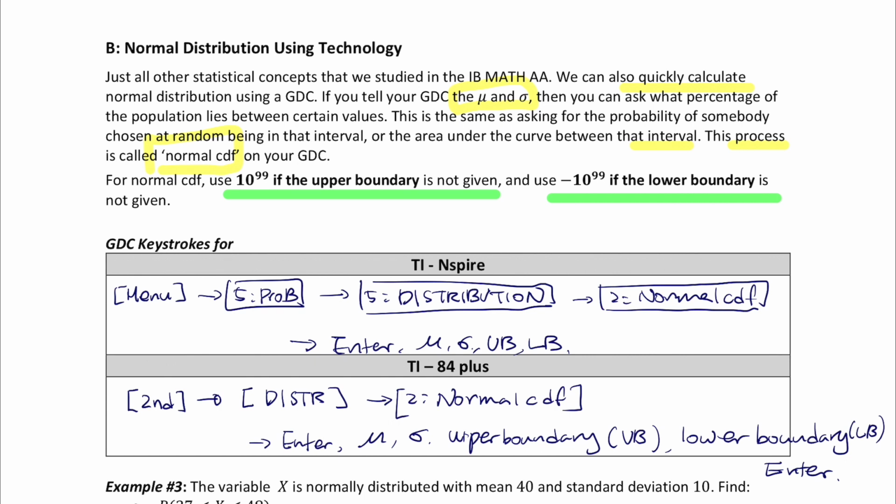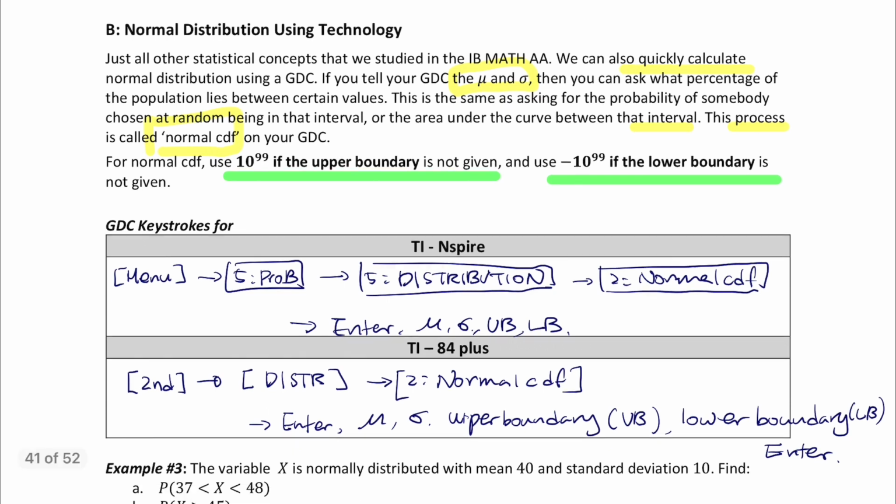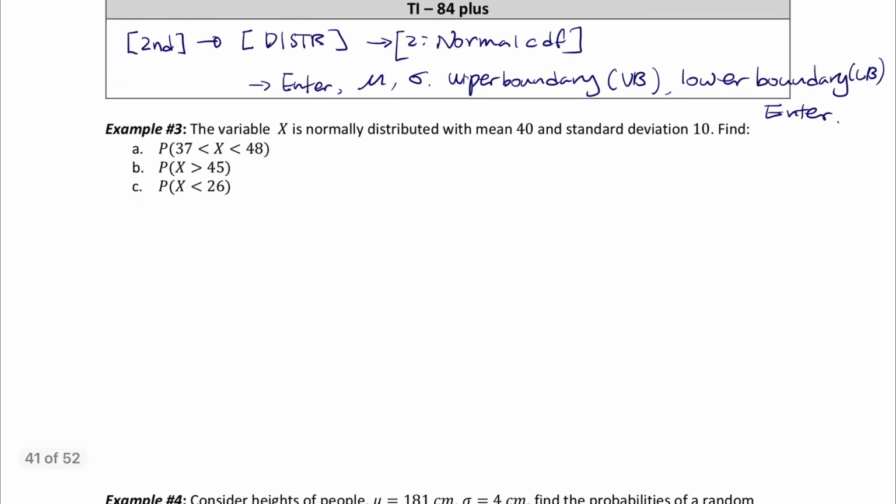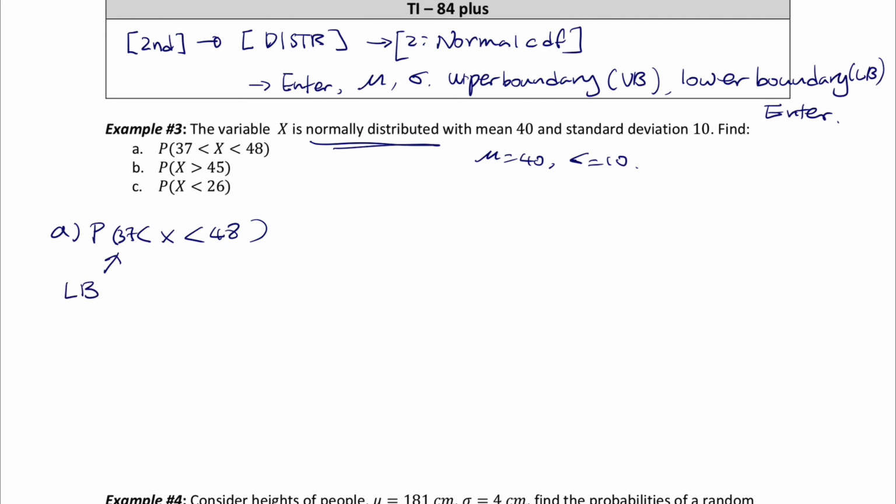Then let's try to use these keystrokes with actual questions. If you look at number 3, we have the variable x which is normally distributed with mean 40 and standard deviation 10. So this is a normal distribution, and the mean value is 40 and the standard deviation is 10. Then for question A, we have to calculate the probability that x is greater than 37 and less than 48. So 37 will be your lower boundary, 48 will be your upper boundary.